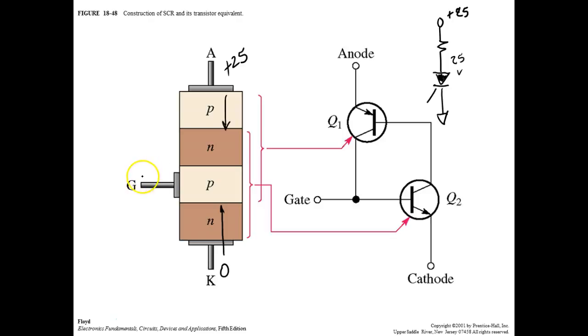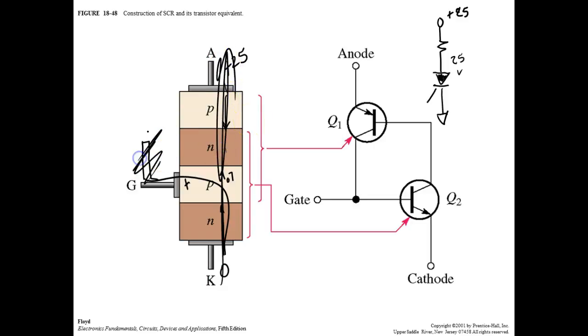But what happens as soon as I apply a gate, now we usually do a pulse, so I apply a gate pulse. As soon as that applies a gate pulse, this goes positive, and all of a sudden we have current from the cathode up through the gate. Very, very small current though, it's a gate current. What that does is it takes this point, this 0, and puts a 0.7 there. Here's 25, here's 0.7 because it's been turned on. Now all of a sudden this junction is forward biased and the SCR starts conducting.